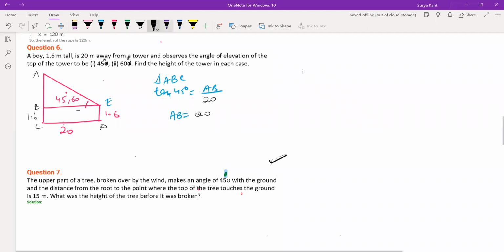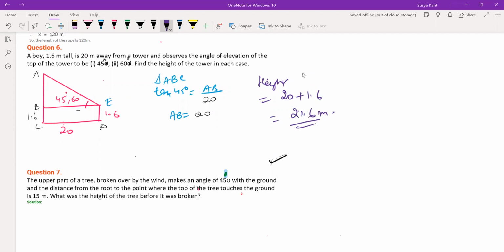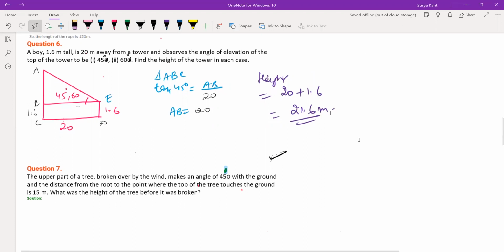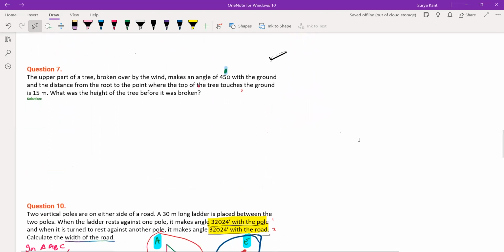Hello, you got the answer for this? It's a 1 minute answer, right? Yeah, 20 meters itself, right? Height of the tower is not 20. The height of the tower, with the boy also you should consider, right? 20 plus 1.6. So that is 21.6 meters. Okay, yes.